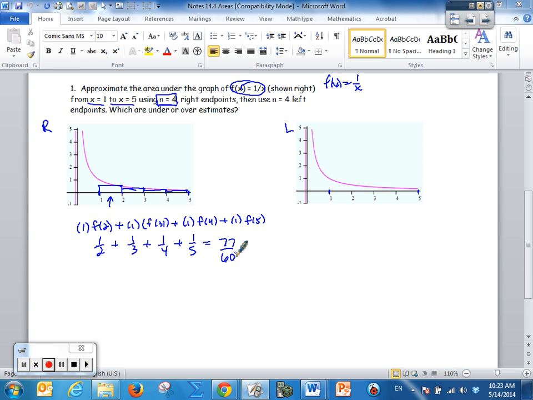Now this function is strictly decreasing. Is it going to provide an under or over estimate? If you've drawn your rectangles correctly, you should be able to tell pretty easily that this is going to be an underestimate.